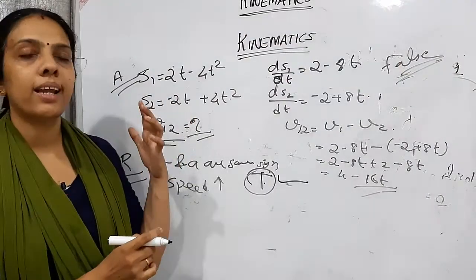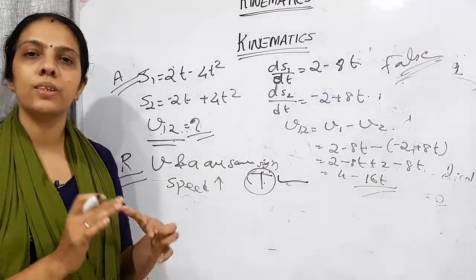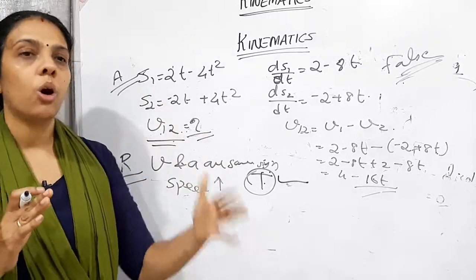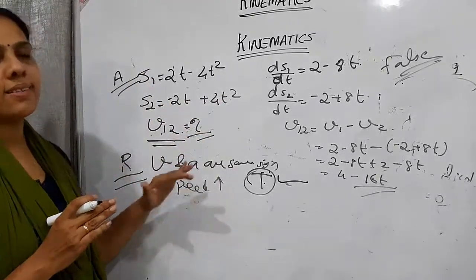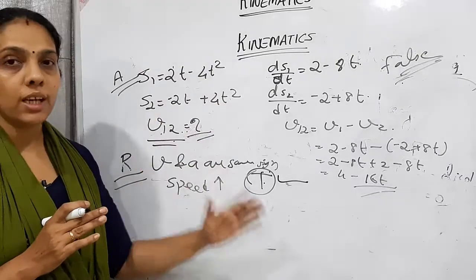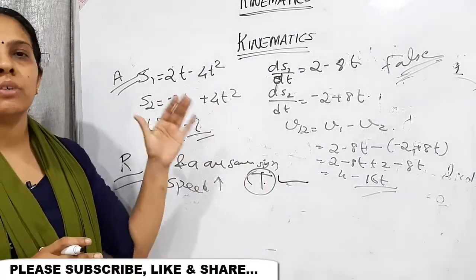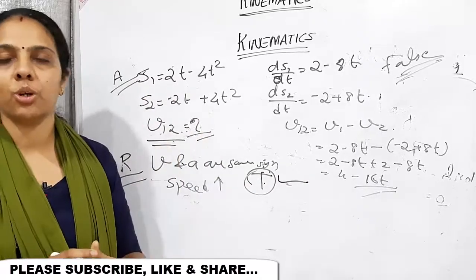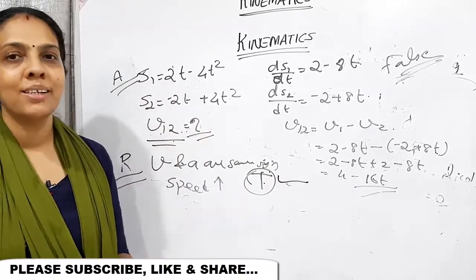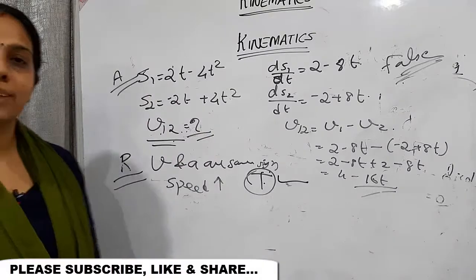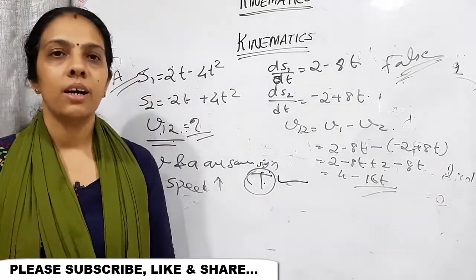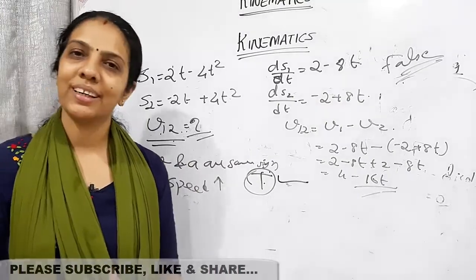Okay. So in assertion reason type questions, first you need to find out whether assertion is true or false and whether reason is true or false. If both are true, then you need to find out whether the reason is the correct explanation of assertion or not. Okay dears, I hope today's video is useful for you, and assertion reason type questions are useful for your board exams also. Okay, clear?